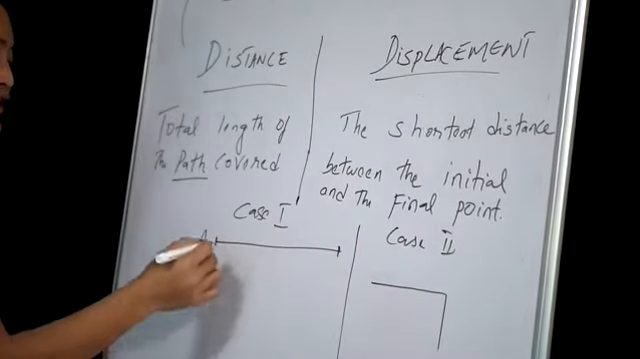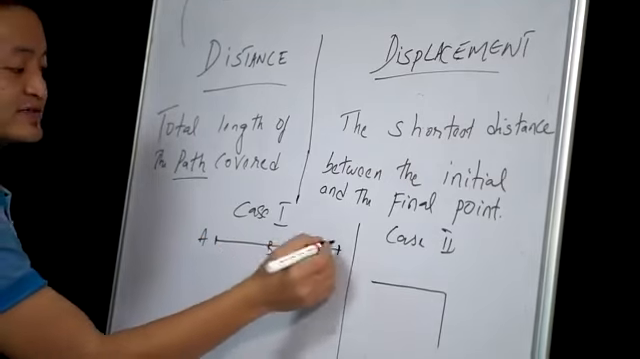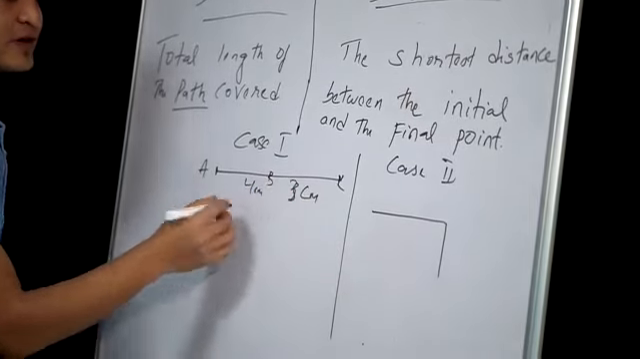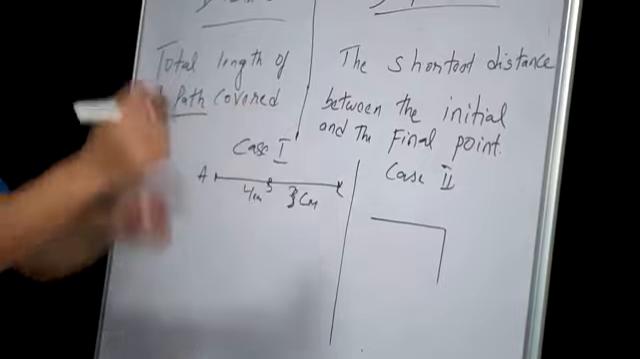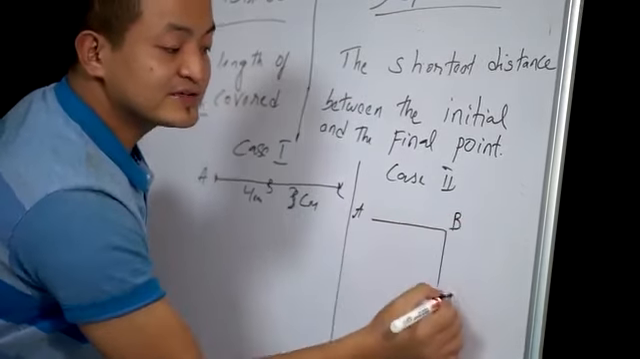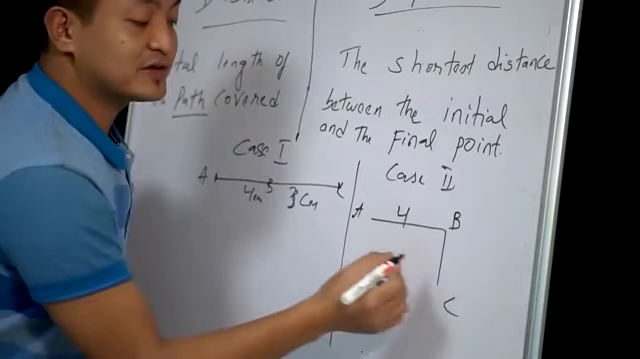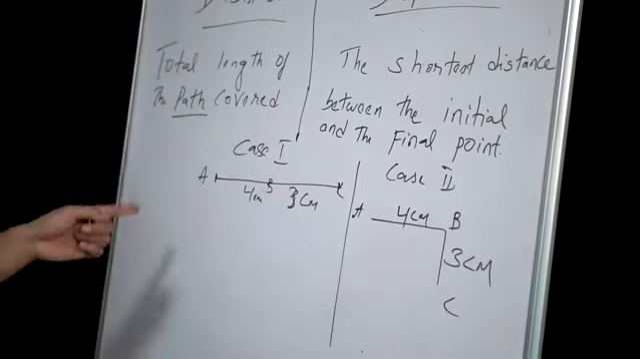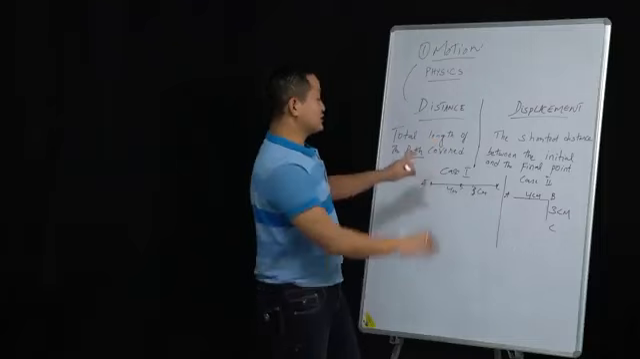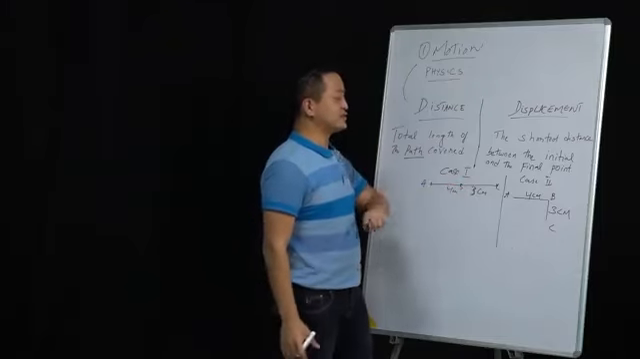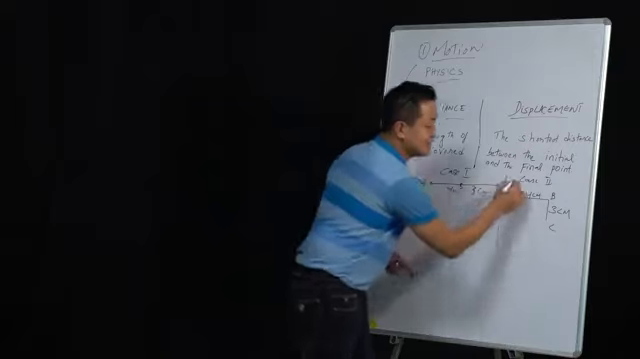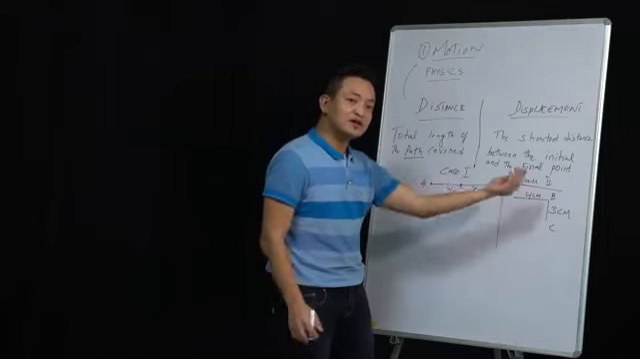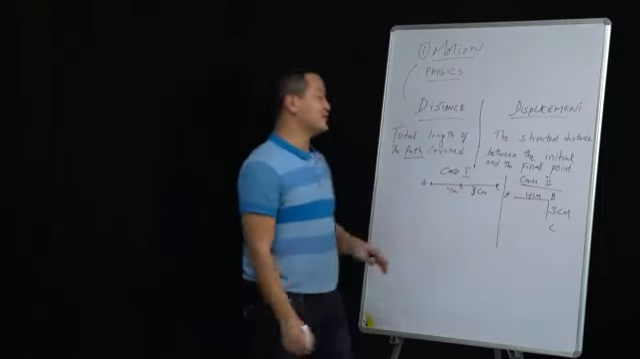So let me say that we have here A, B, and C. This is 4 centimeter, this is 3 centimeter. Same here, it's A, B, C. Here it's 4 centimeter, here is 3 centimeter. So it's the same thing. If we total the distance, it's 7 centimeter here. If we total in the second case, it is 7 centimeter. Nothing different, but here what happens is from B we are taking a turn, or else it's the same.